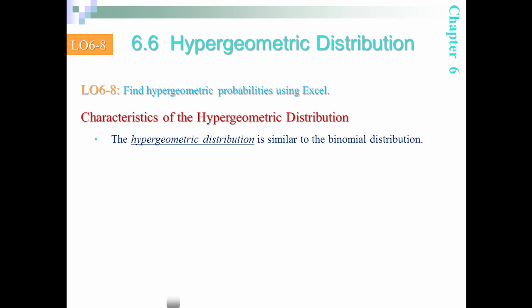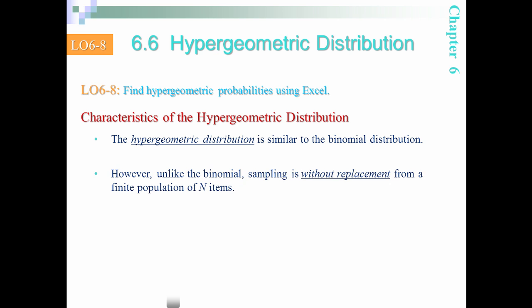extension of this distribution to have more than two possible outcomes and still have a hypergeometric distribution. And incidentally, there's a version of the binomial distribution that has more than two possible outcomes. But for now, let's stick with two possible outcomes. And in this case, we are going to be sampling without replacement from a finite population of n items.